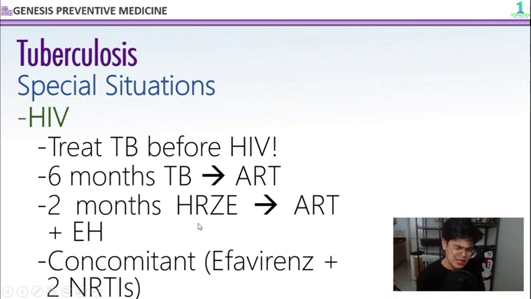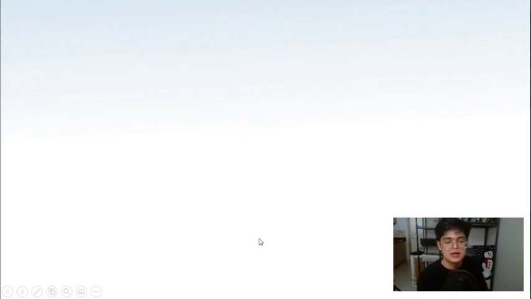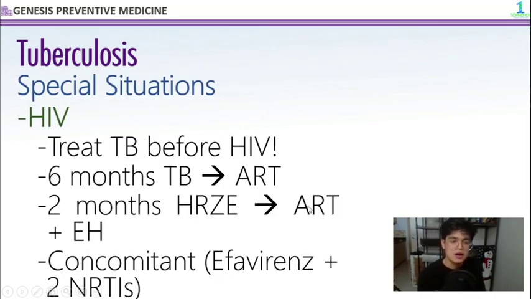Okay, but if you really need to concomitantly treat both TB and HIV, the regimen is as follows. You use efavirenz plus 2 NRTIs in whatever ART you are going to use, and adjust the TB drugs based on what you need for the patient. So efavirenz plus 2 NRTIs are needed. Reverse transcriptase inhibitors. Okay.